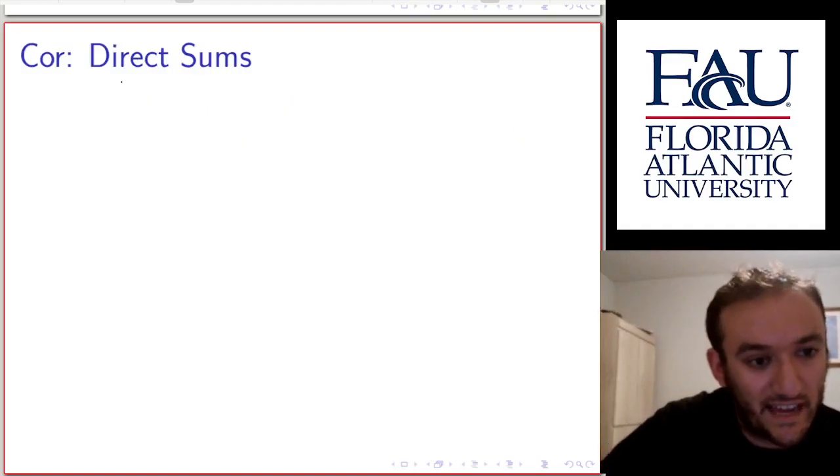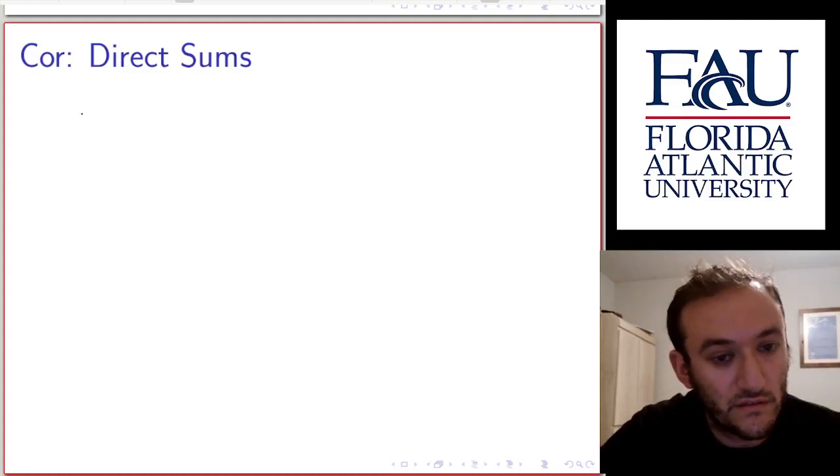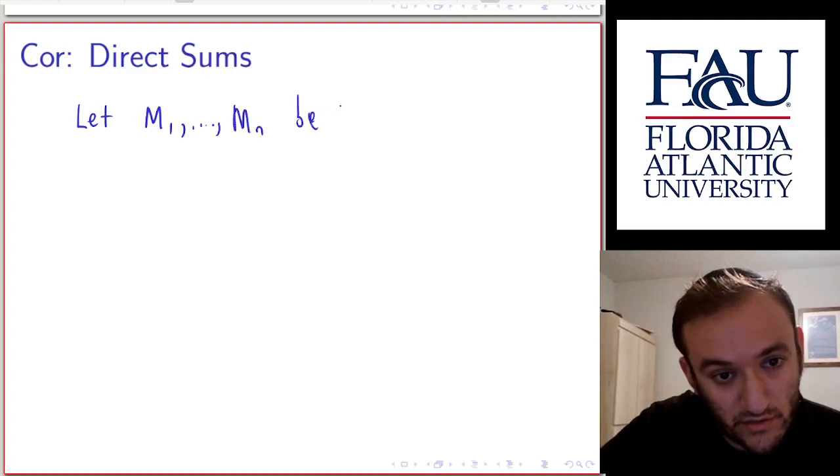Okay. A corollary of this is that if you have a direct sum of Artinian modules or Noetherian modules, so let M1 through Mn be Noetherian modules, and the same obviously holds for Artinian.